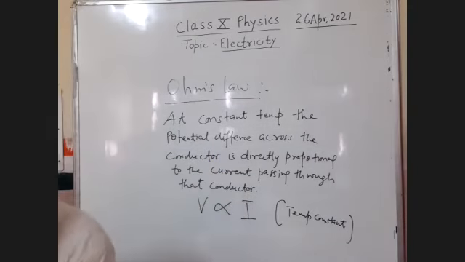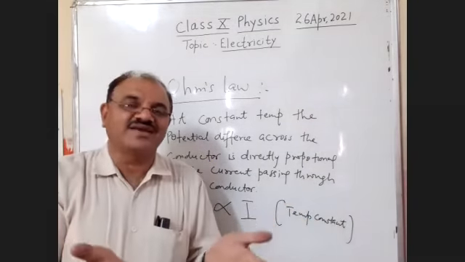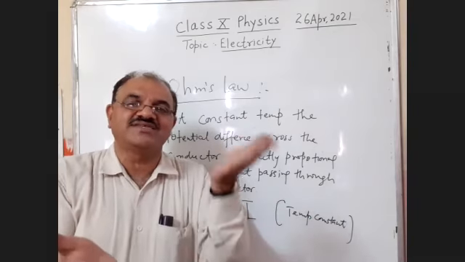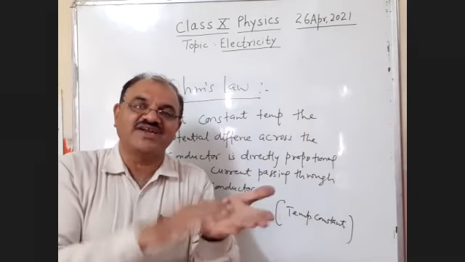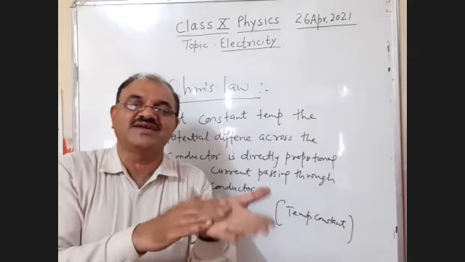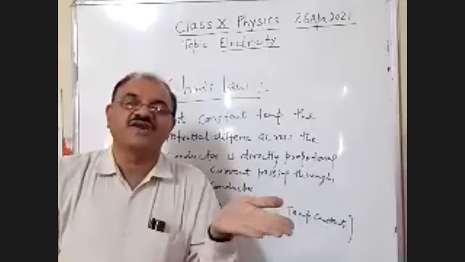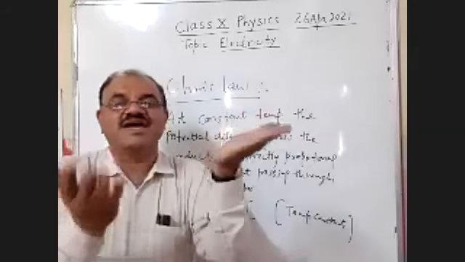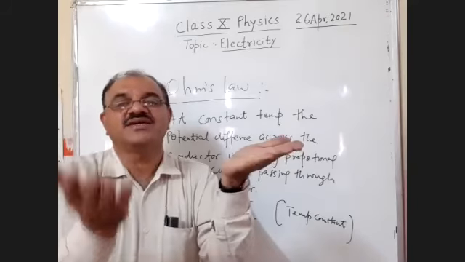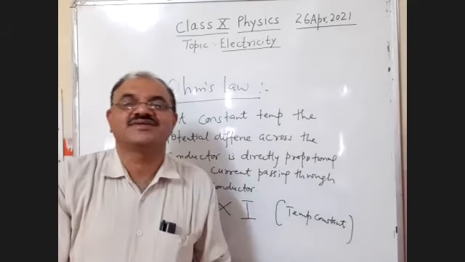And the reason that both the quantities are in direct proportion means if it is increasing, it will also increase, and if it is decreasing, it will decrease. That is directly proportional. But in inversely proportional, if one quantity is increasing, that second quantity should not increase, it should decrease. They are inversely proportional.